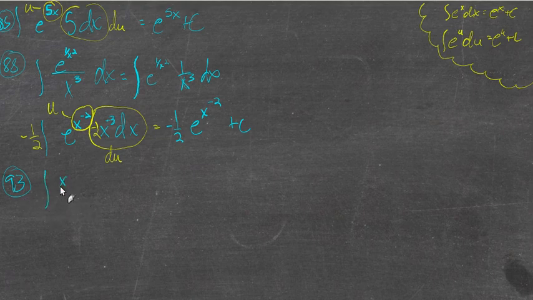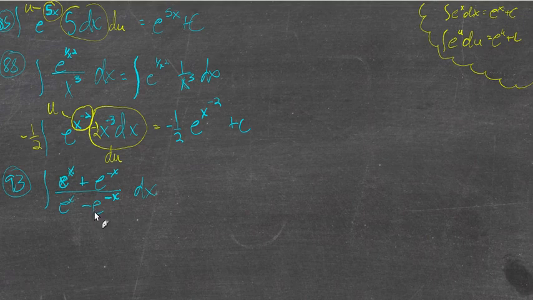93. Indefinite integral of e to the x plus e to the negative x over e to the x minus e to the negative x, and all that's times dx. Well, so what do we do here? We've got this function over another function. It's not exactly going to be e to the u du, right? There's several different e to the x's.